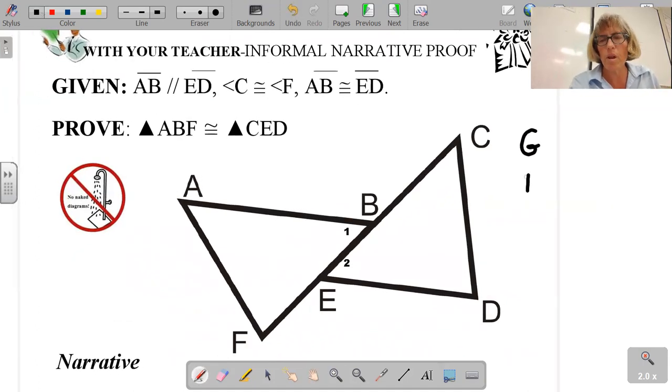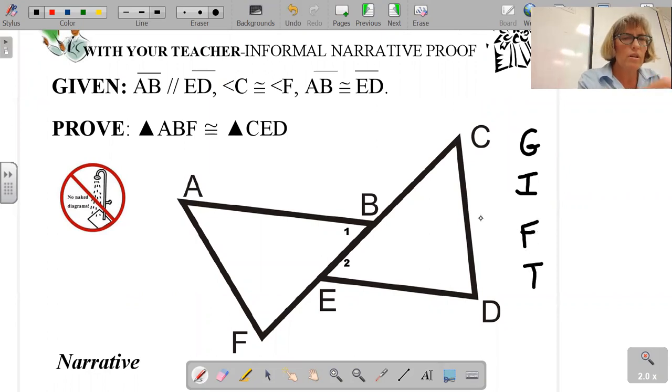Given, implied, freebies, talk it through. Given. We are given that AB and ED are parallel. So whenever we have parallel, always stretch it out. So we're doing this.